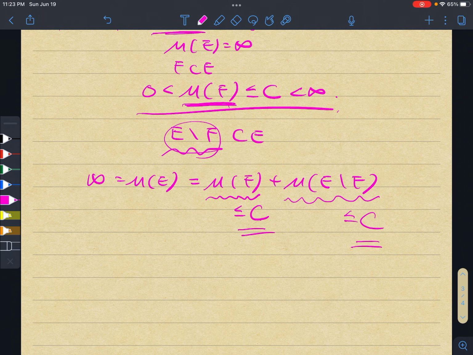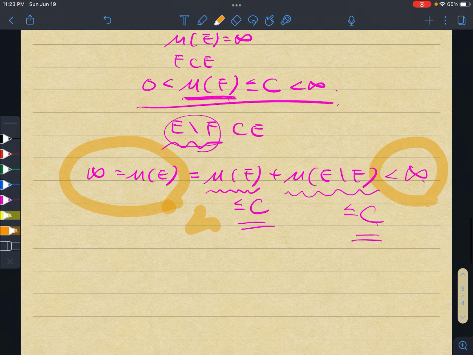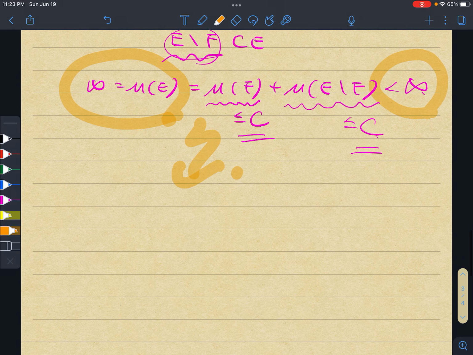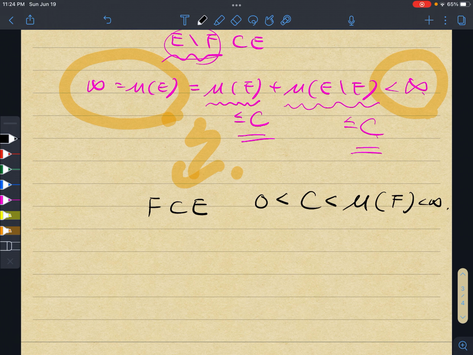Then as C is finite, their sum is also going to be finite. So this has to be finite. But this is a contradiction, as this is infinite. So it's a contradiction, which shows that there has to be some subset F of E such that its measure is bigger than C for any C. So it's like this. So the proof is done.